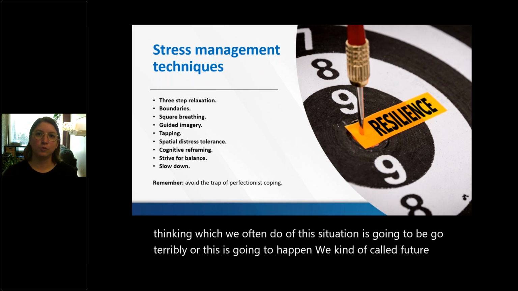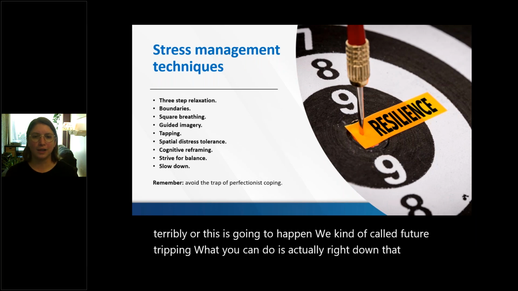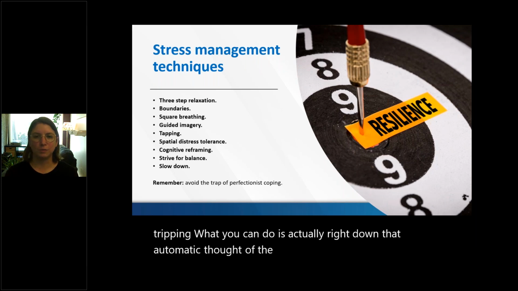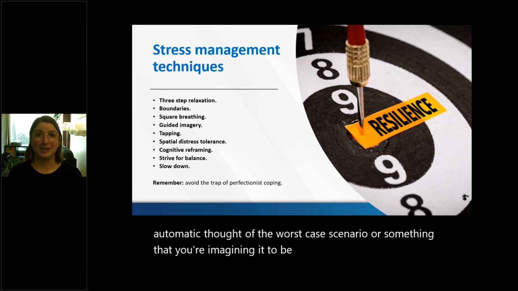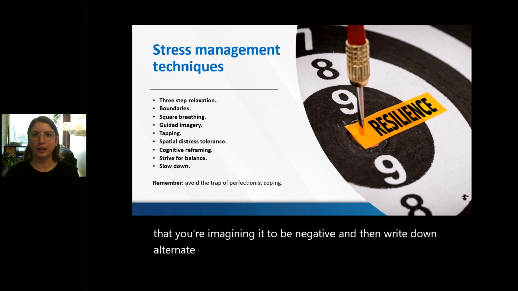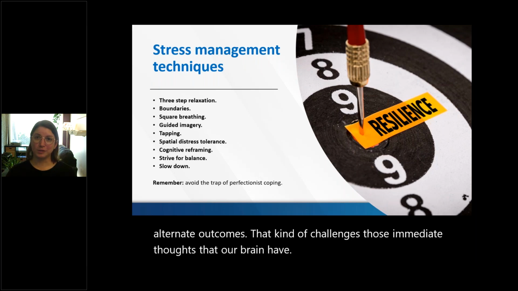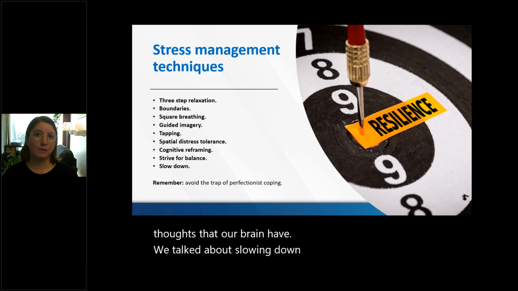What you can do is actually write down that automatic thought of the worst case scenario, or something that you're imagining to be negative, and then write down alternate outcomes. And it kind of challenges those immediate thoughts that our brain has. We talked about slowing down already, and also striving for balance.